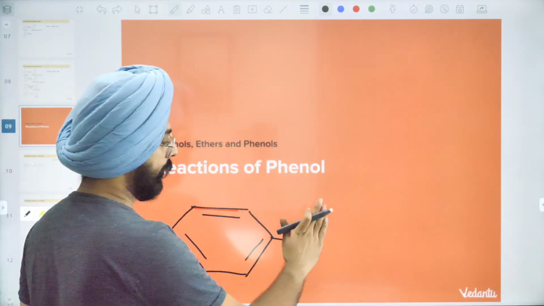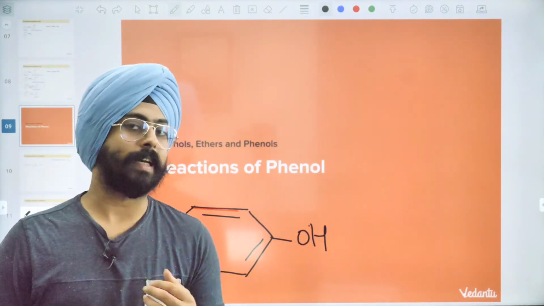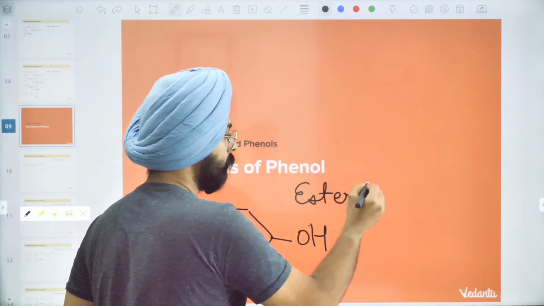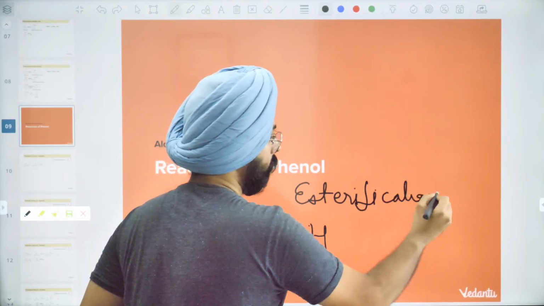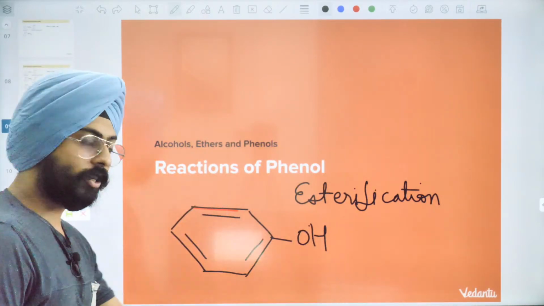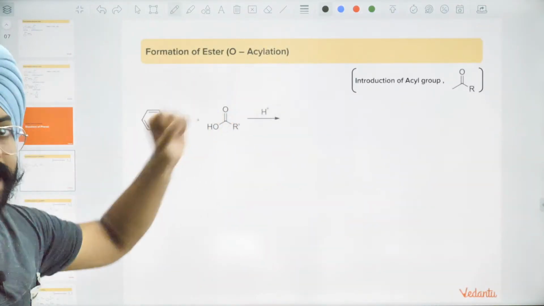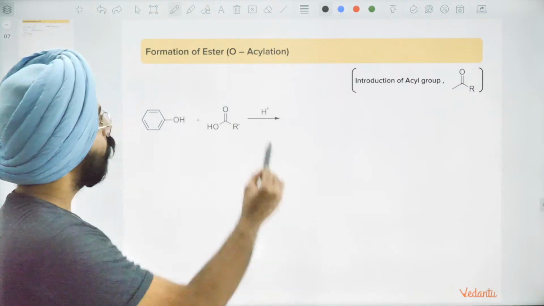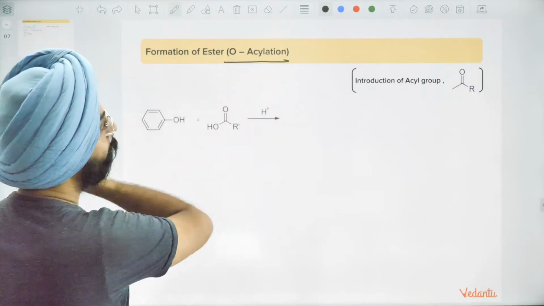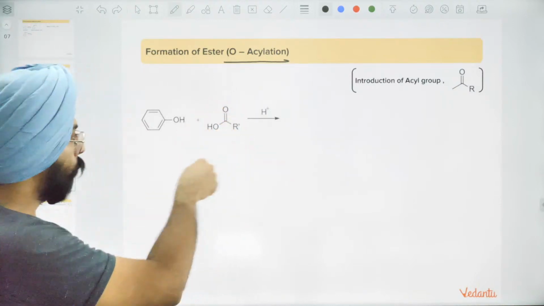One more kind of reaction, people, that alcohols undergo, something that you've studied already in the 10th class as well, is the esterification reaction. ये तो याद होगा. Do you remember the esterification reaction? Yes. So esterification can also happen with phenols, and that is what we will understand right now. Formation of esters, also known as O-acylation. ठीक है, इसको O-acylation भी कहा जाता है. Got it? It is also known as O-acylation because you are putting an acyl group on the oxygen.